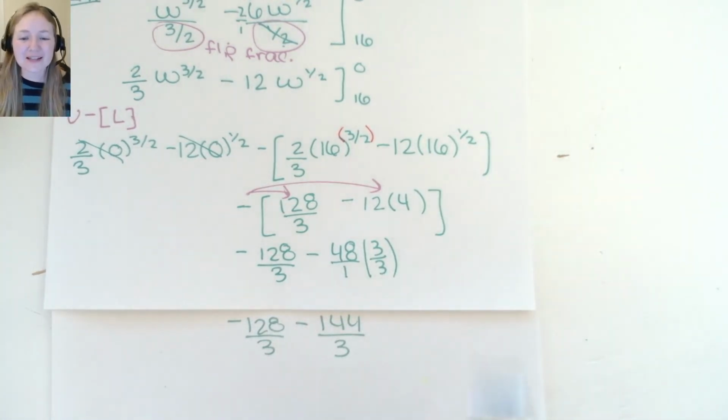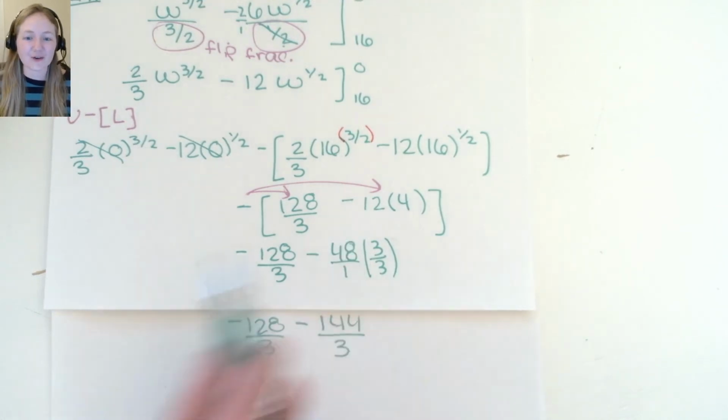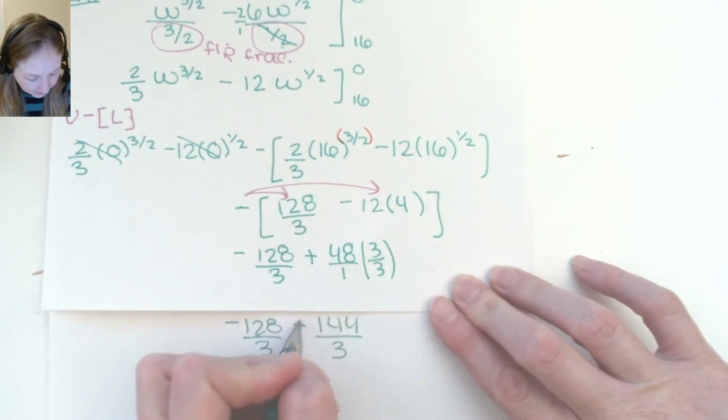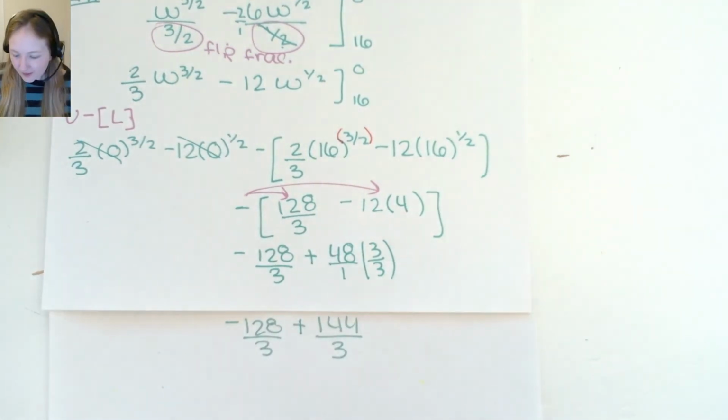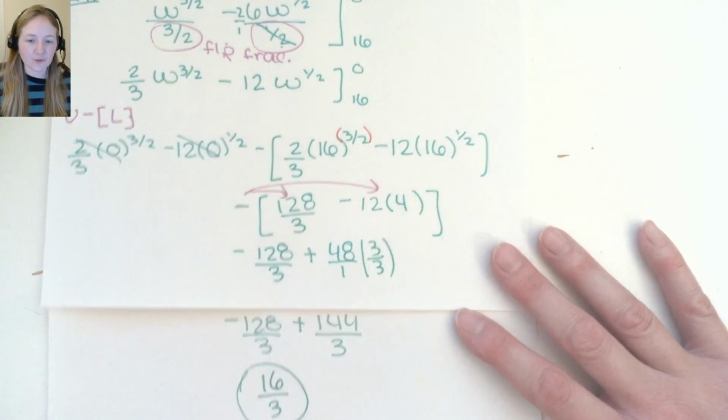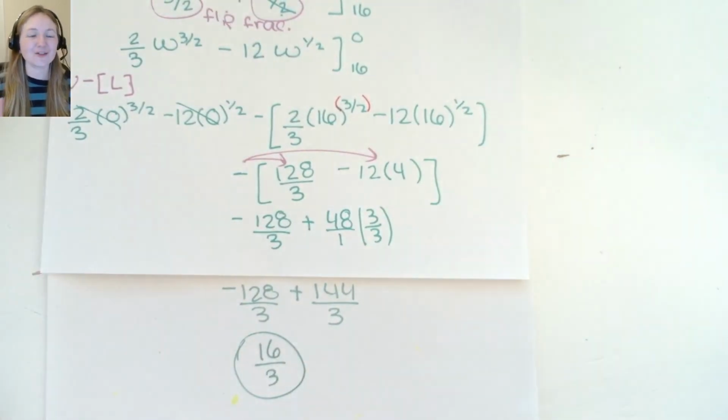The mistake that I made is I did not distribute the negative. So I need a negative, and then the negative times the negative will give us a positive times a positive. So you will be taking negative 128 plus 144, and that will give you 16 over 3. So again, that's a good mistake to make. That's a good way to end this because it's a common mistake that students do make. I am not alone in that.